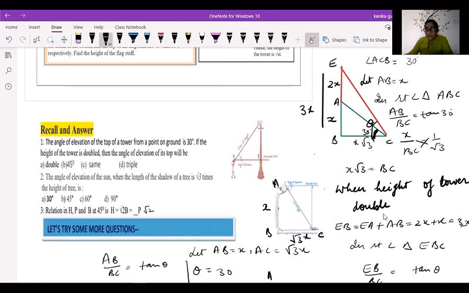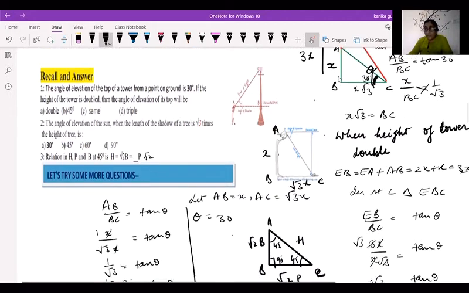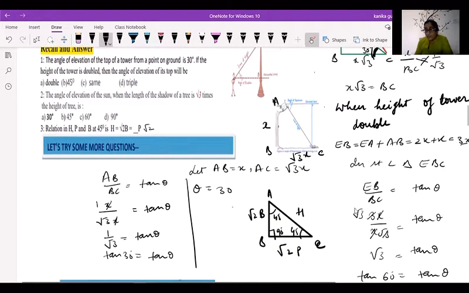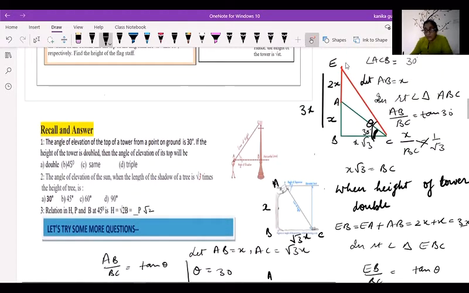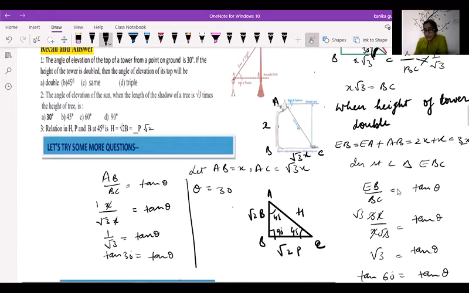Now we take the triangle EBC, a right angle triangle. EB upon BC, perpendicular over base, is equal to tangent of theta. This is the perpendicular, this is the base, and this angle is theta. EB is equal to 3x and BC is equal to x under root 3. We substitute in this, so x is cut by x and under root 3 is cut by under root 3.